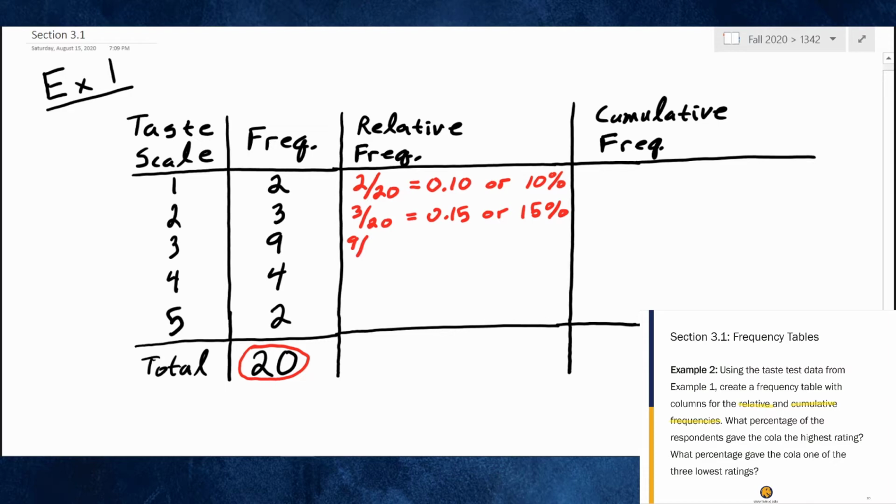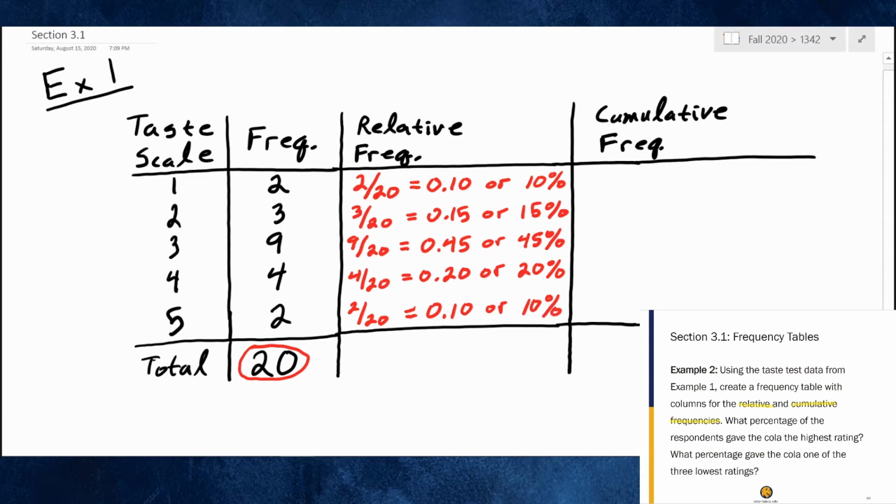Then the next one, we have 9. We divide that by 20. As a decimal, that would be 0.45. As a percentage, 45%. For 4 divided by 20, as a decimal, that's 0.20, or 20%. And then 2 divided by 20 again is about 0.10, or 10%. Now if I add up all the relative frequencies together, it should come out to be 1, or basically 100%.